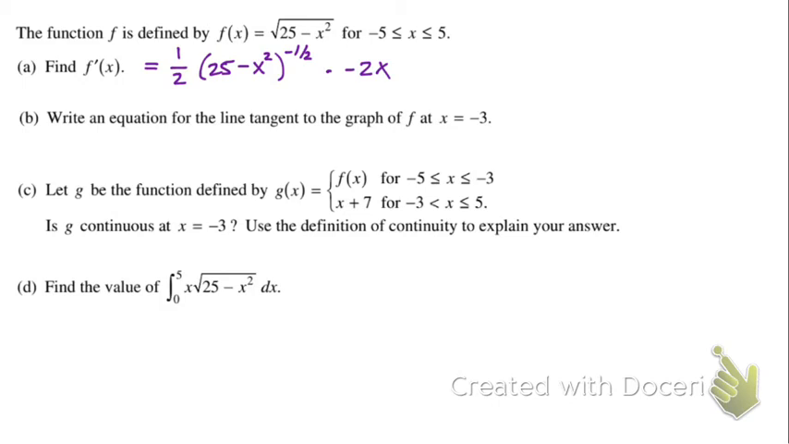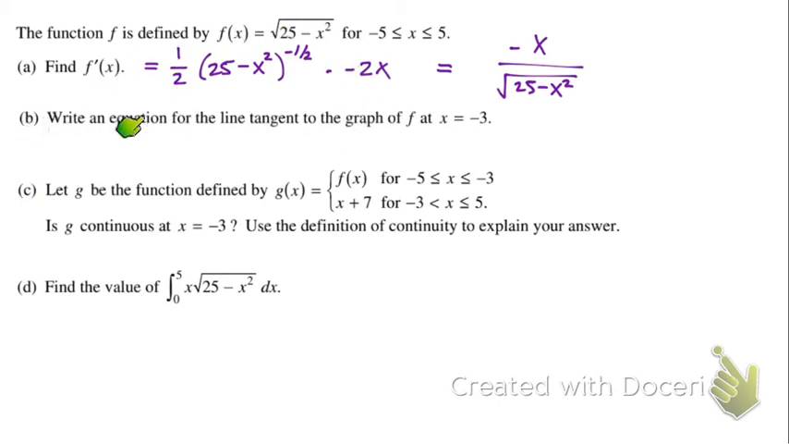If you do simplify, if you want to know if your answer is correct, you should get -x over the square root of 25 minus x squared. But you do not need to simplify. All right, so keep the answer unsimplified if desired.